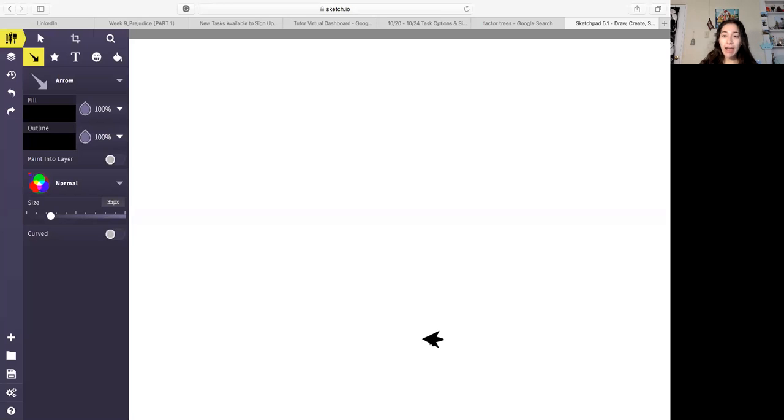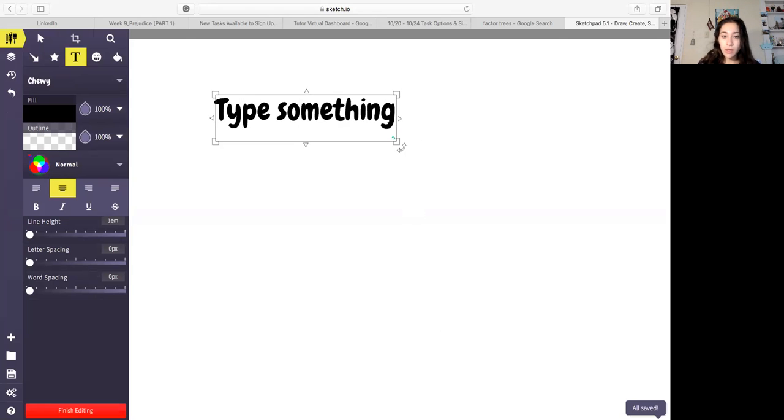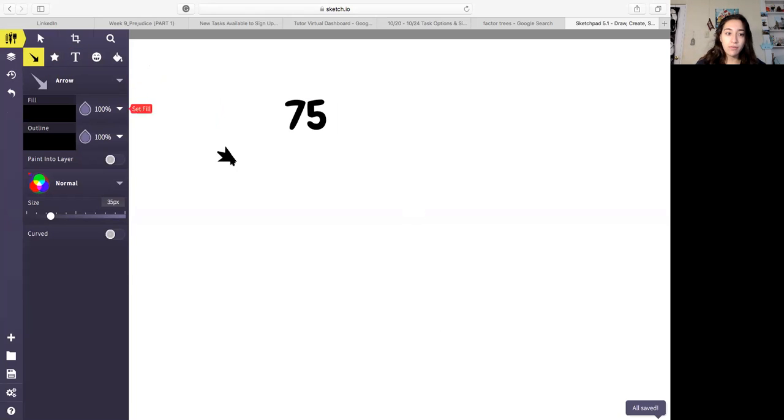Okay, so factor trees are used to find the smallest numbers that are possibly used to get a product. So let's see how this is going to work. Let's start with a number. Let's just do 75. What are two factors of 75? The first ones that I'm thinking of are 3 and 25.